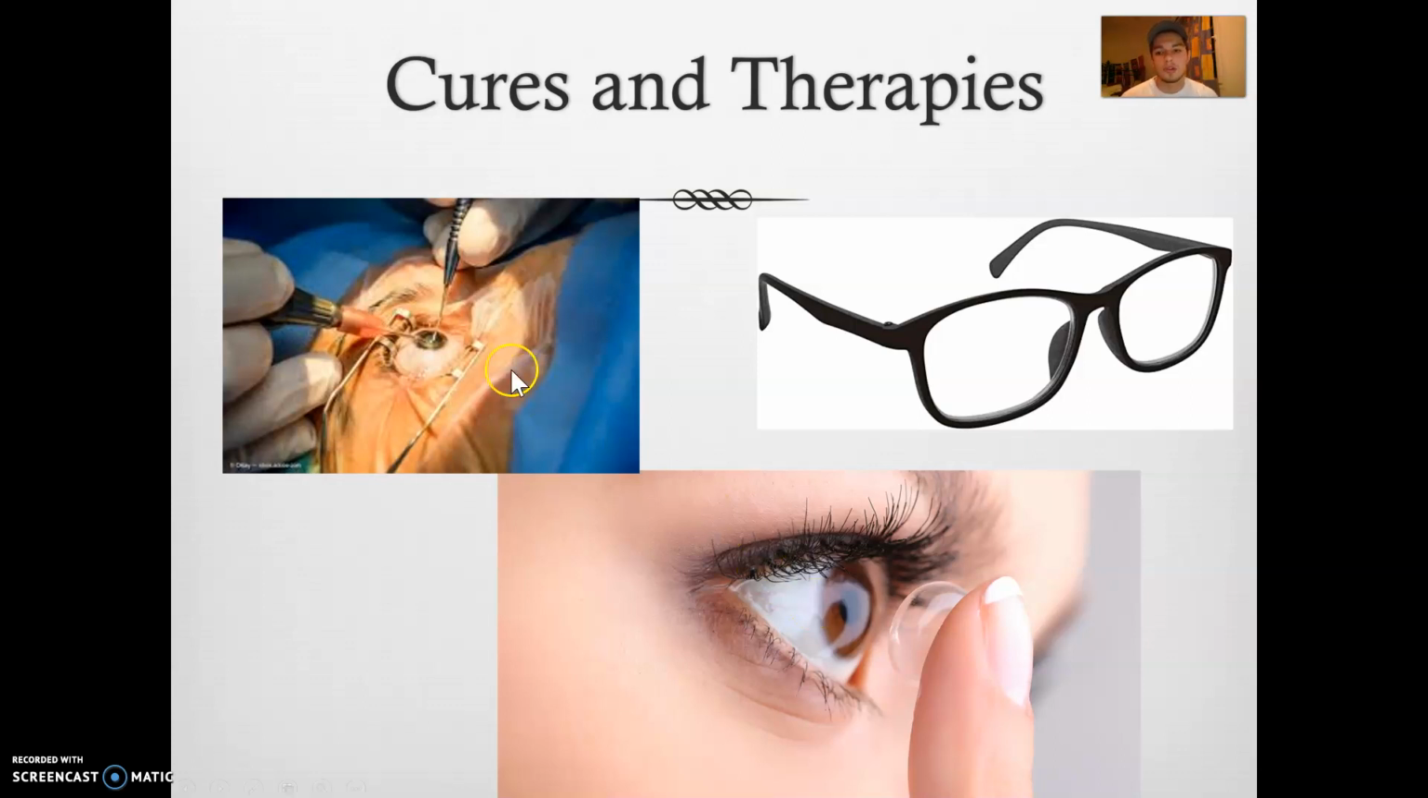And last, we have surgery, which can vary from permanent to temporary cures, of which there are many, and usually they are made to correct the curvature of the cornea, or the thickness of the lens, or the length of the eye. So there are various types of surgeries which can counter it.